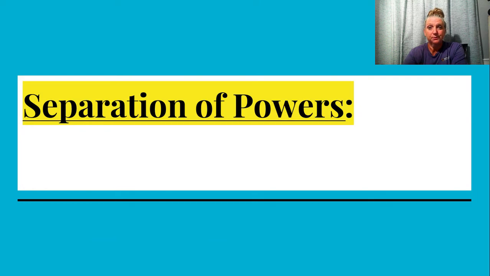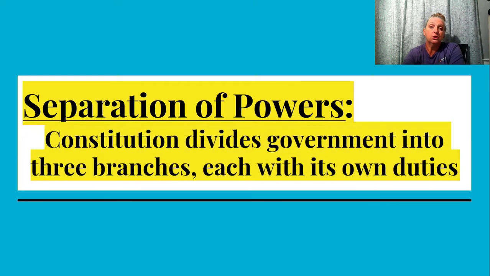Separation of powers is our third one. This one is oftentimes very intertwined with checks and balances. And this is another term that you should have learned and discussed way back in 8th grade, if not also in United States history junior year. But the Constitution divides government into 3 branches, each with its own duties.